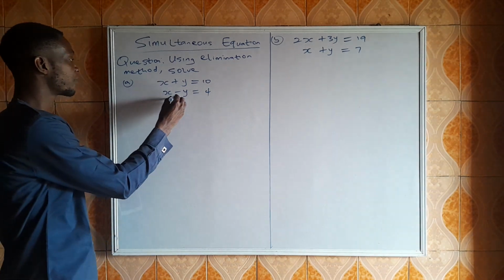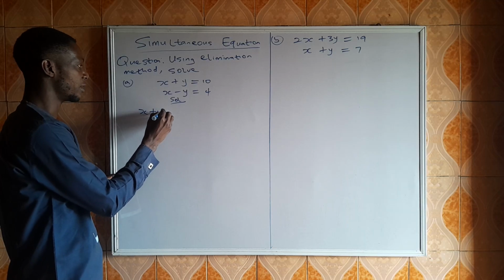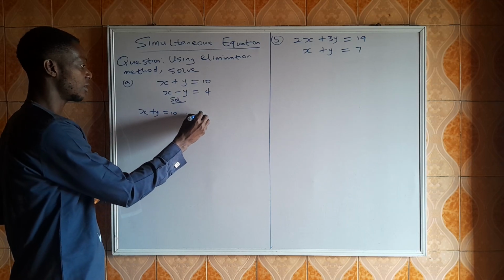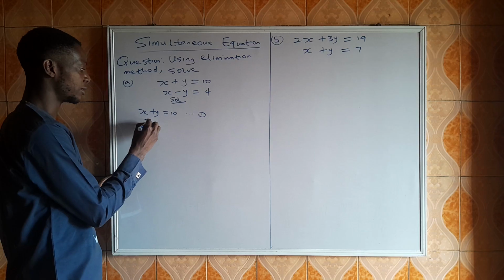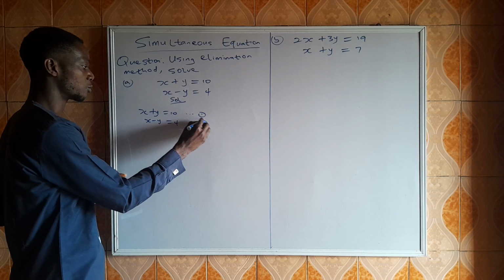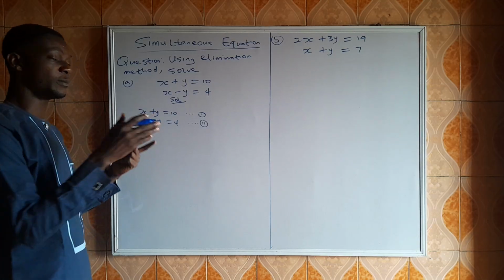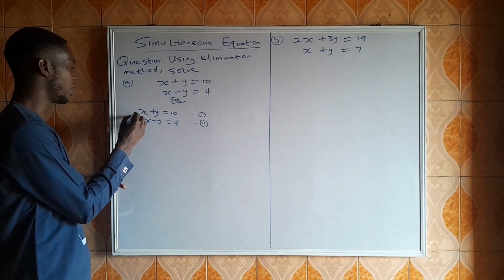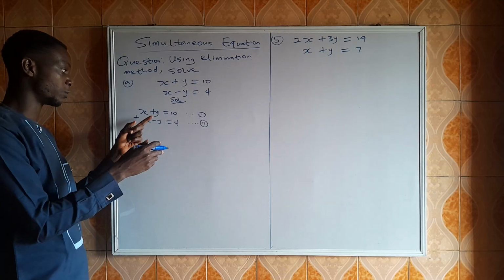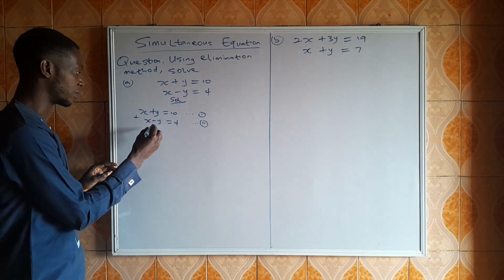So for the solution, if you have x plus y equals 10, you call this equation 1, and x minus y equals 4, you call this equation 2. Now, to eliminate x or y, if you want to eliminate y, that means if we add these two equations together, equation 1 plus equation 2, the y will be gone. So let's write it out.